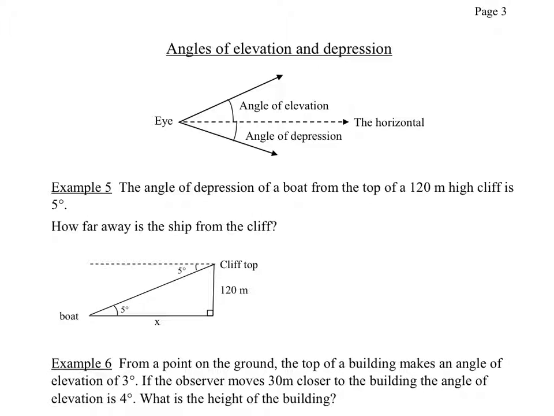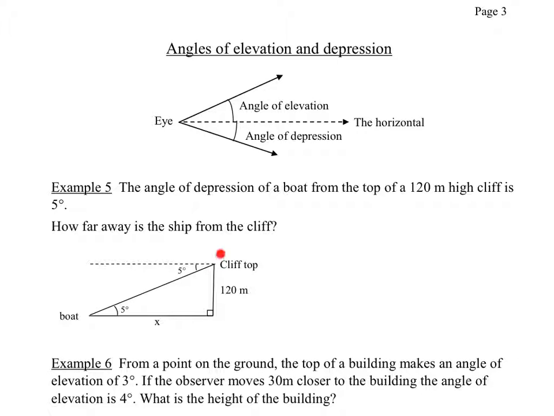In example 5, what we have is a cliff. So perhaps we're at the sea. This is the sea down here. There's a boat on the sea. The cliff is 120 meters tall. And we're told that the angle of depression, so the angle between the horizontal and the line that we'd have to look along to see the boat, is 5 degrees.